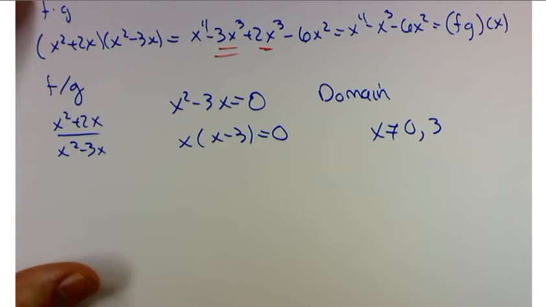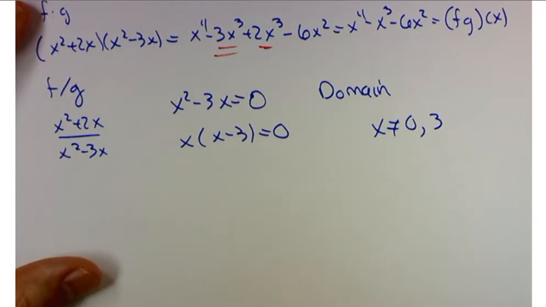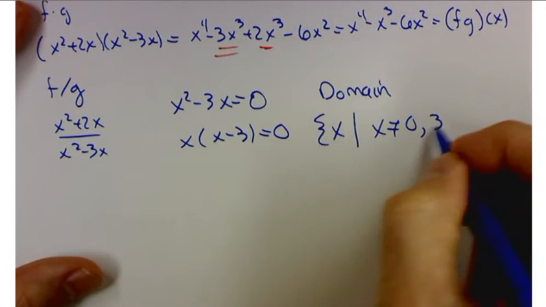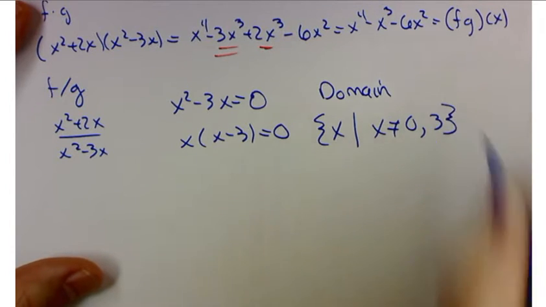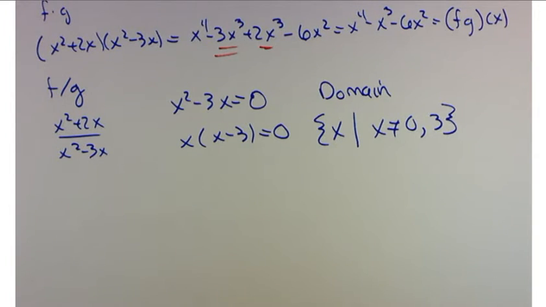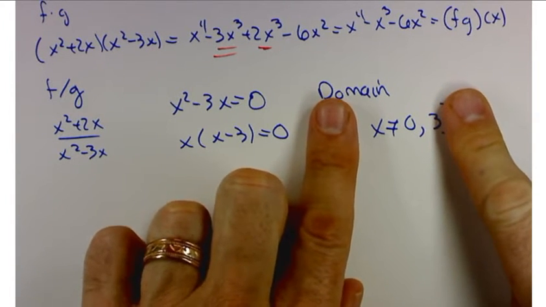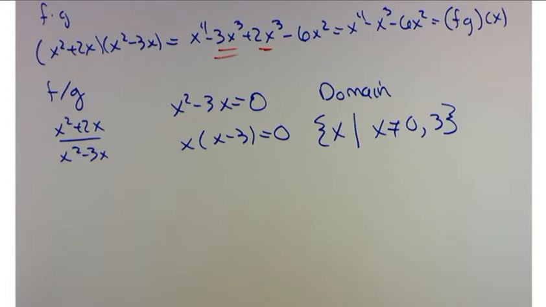Now you might see it in the book written a little bit more fancy, and that would be the set of x such that x is not equal to 0 or 3. So you might see it written like that. The big part that I want you to see is that x can't equal 0 or 3. So that would be your domain.